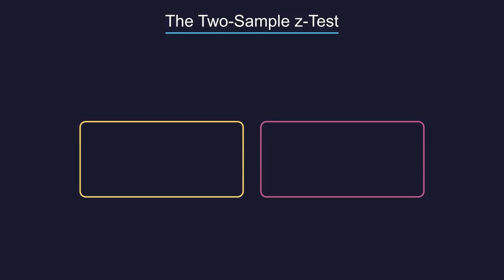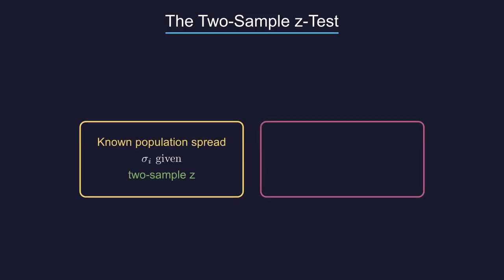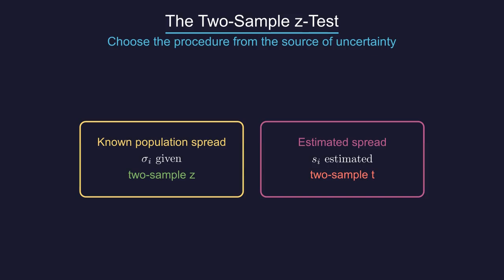This condition is uncommon. Large samples do not turn sample standard deviations into known population values. And an independent two-sample t-test is normally used when either sigma must be estimated.